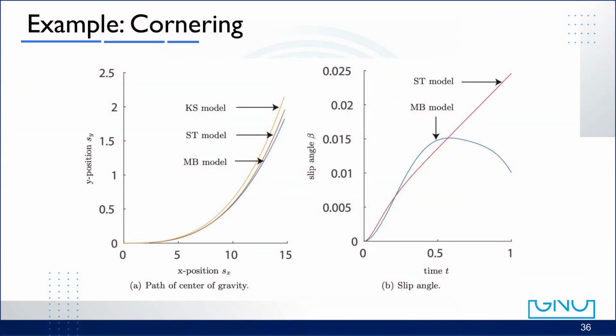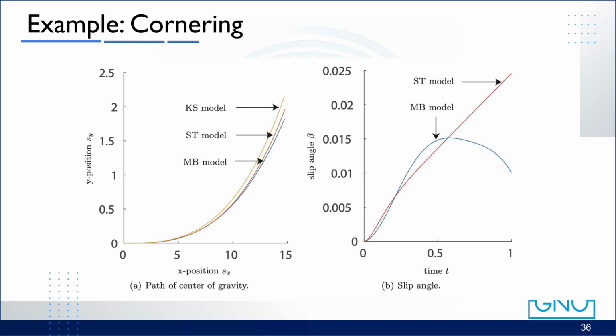Now that we've learned how to build vehicle dynamics models, let's see how they actually behave in motion. In the following examples, we'll compare how different models, the kinematic single track, the dynamic single track, and the multi-body model, perform when the vehicle is cornering, accelerating, or braking. These simulations show how the level of model complexity affects the realism of vehicle motion.